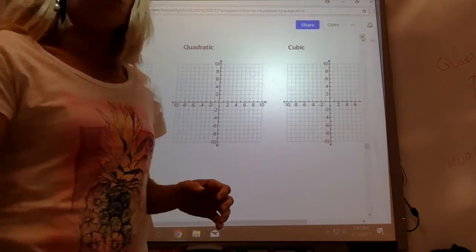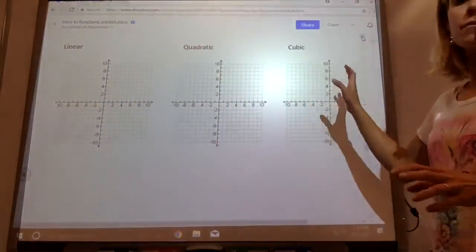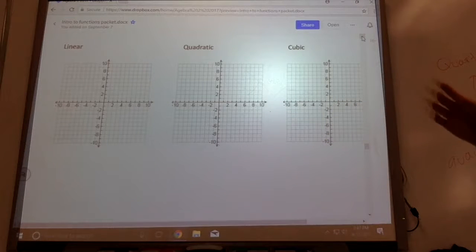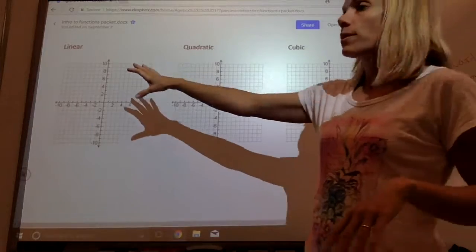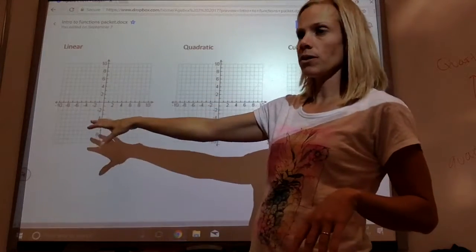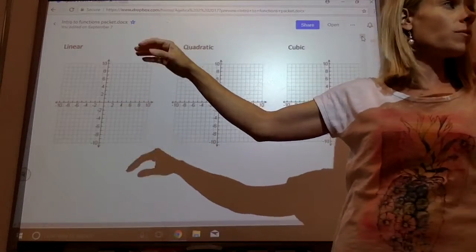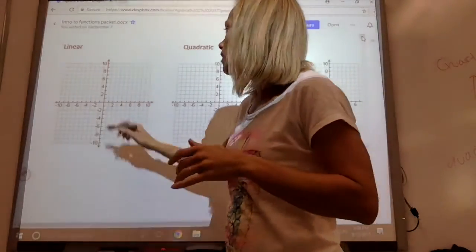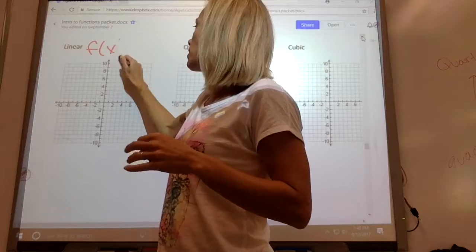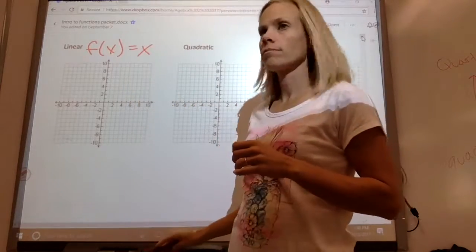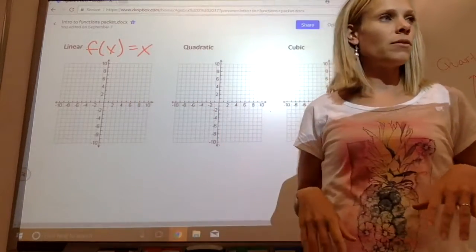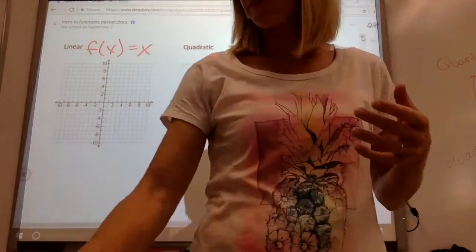Okay, so what we're going to look at is all the parent functions that we're going to work on through the whole Algebra 2 year. And the first one is linear. Right? You see the graph that has linear? Okay. Linear functions is the first one we're going to look at. And a linear function is just this, x. Okay. Linear function x. So how do we graph that?